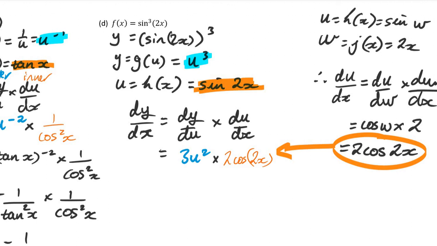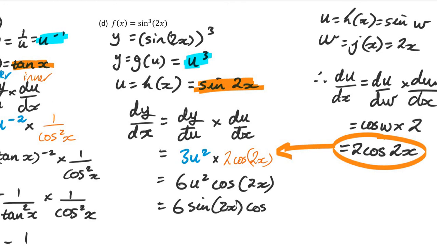Okay, tidying that up gives me 6u squared cos 2x. Then we sub back in for u. That's what u is. Put that back in. That's 6 sine 2x cos 2x.